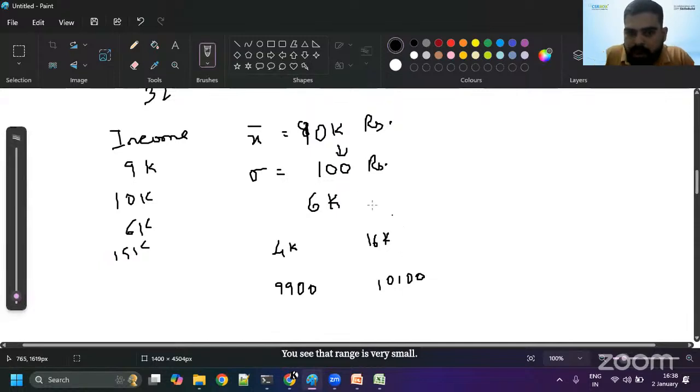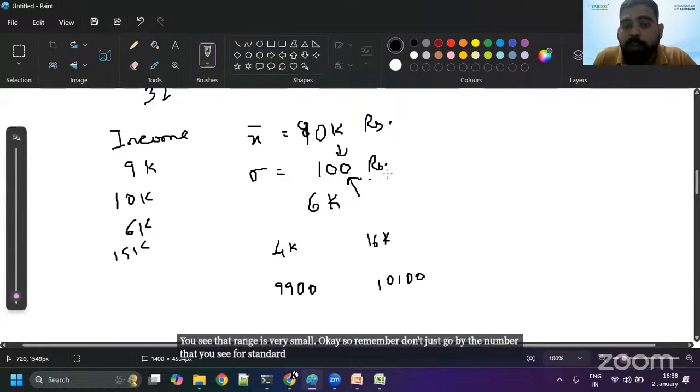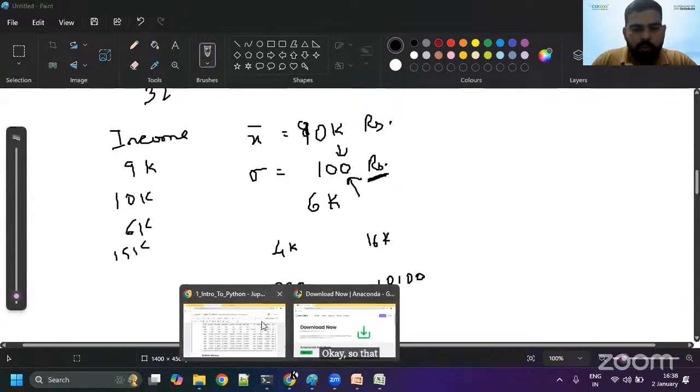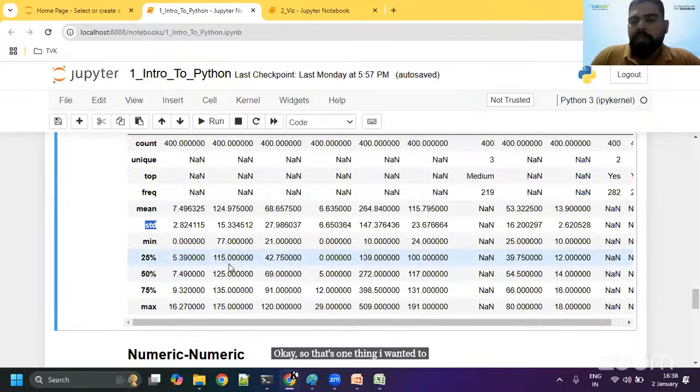Okay, so remember, don't just go by the number that you see for standard deviation. Remember what the unit is. Based on the unit, you need to say what is big and what is small. Okay, so that's one thing I wanted to make clear for you all.